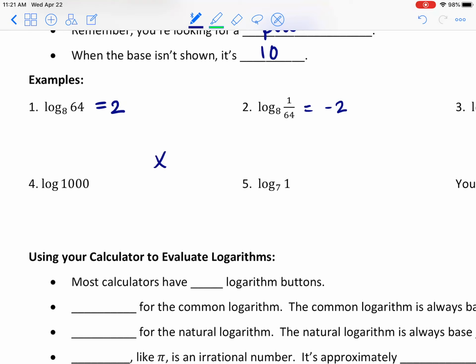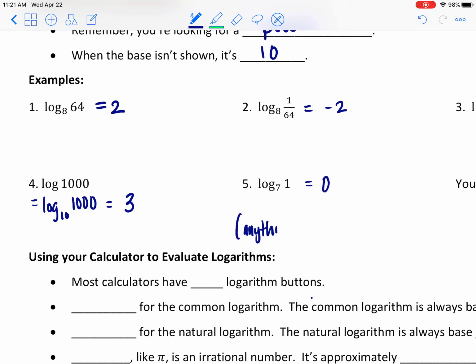Now, if you notice on number 4, there isn't a base written there. When there isn't a base written, there's an implied base of 10. Sort of like when you see an x and you know that there's a 1 in front. So this is equivalent to the log base 10 of 1,000. Essentially, 10 to what power is 1,000? What power of 10 makes 1,000 would be the third power, so it's equal to 3. Okay, how about the next one?